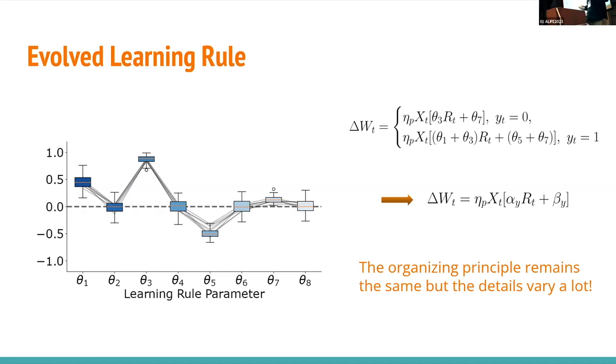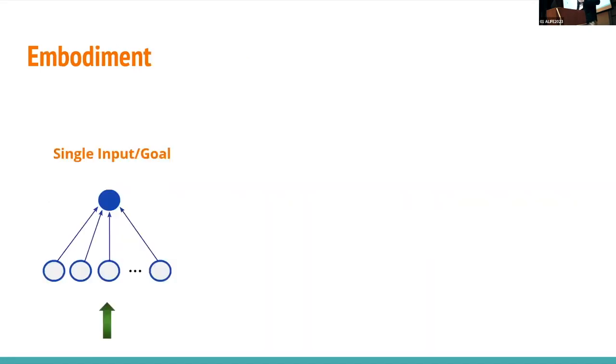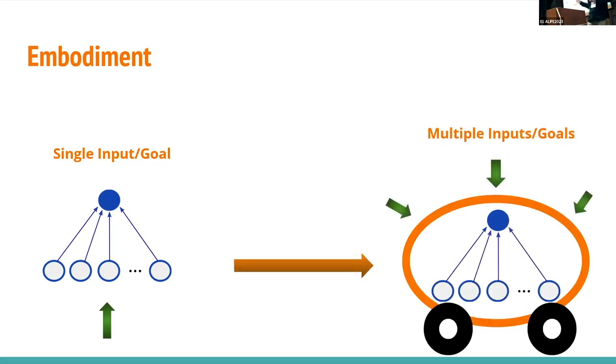So after this, we thought about how to make the system more complicated. And so we thought about embodying it. Right now we have a single input, which is the food, and we have a single goal, which is to predict either the value or make the decision. And then we thought about making it embodied, so allowing it to move and embedding it in an environment, which would give it much greater freedom to develop different properties.